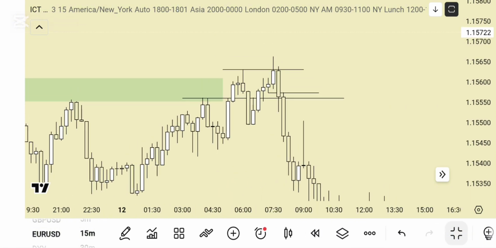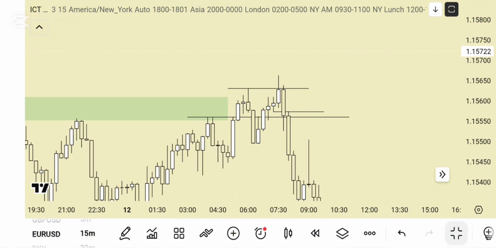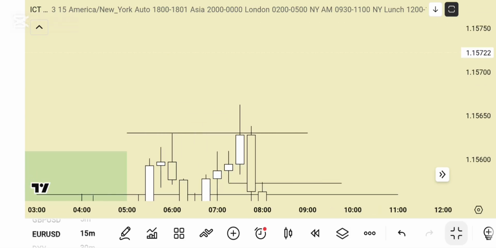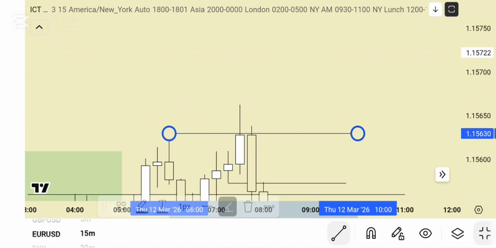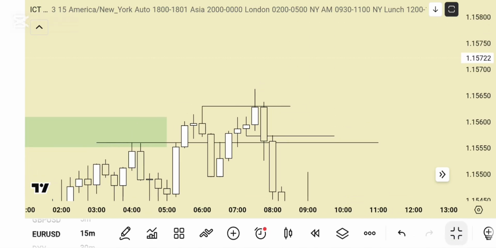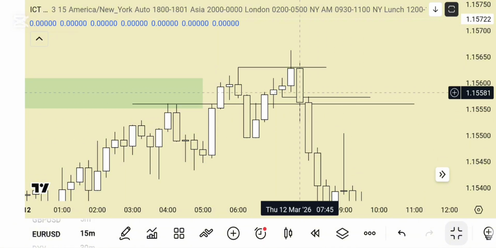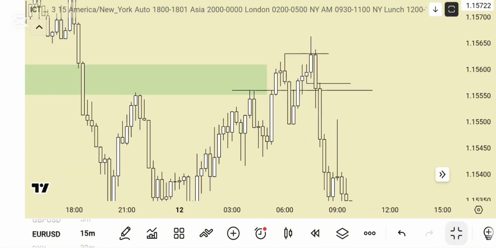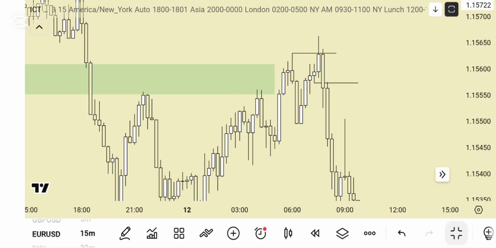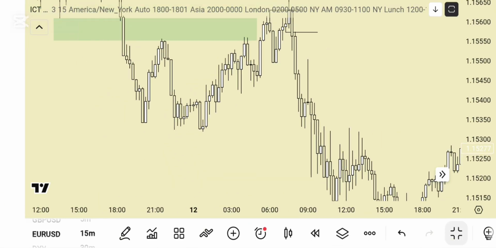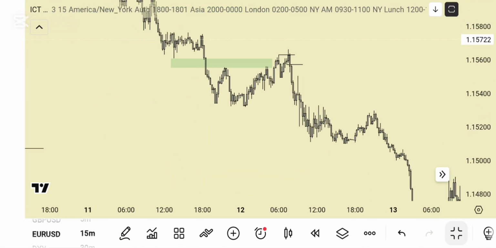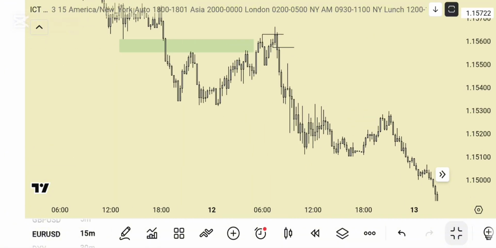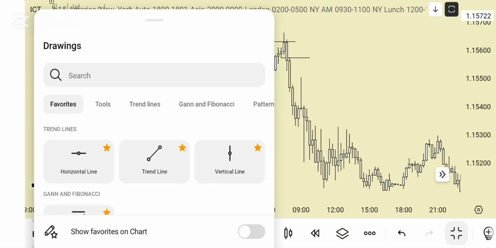15 minutes model one, right? Sweep after the sweep. This was the sweep, right? Once you see that price gap in your model one, then use the second candle to mark out your entry. So that was our entry, and let's take this one out. And we had a tank. We tanked this sell to the low.